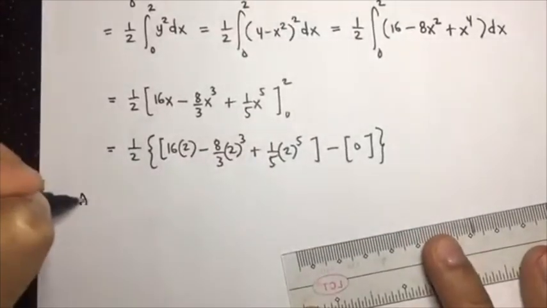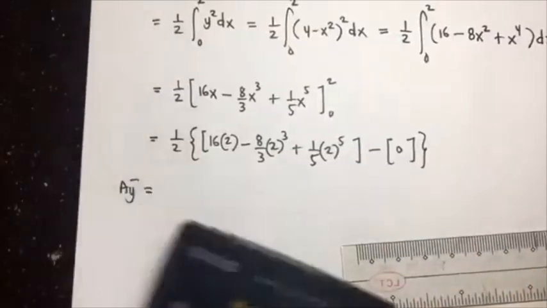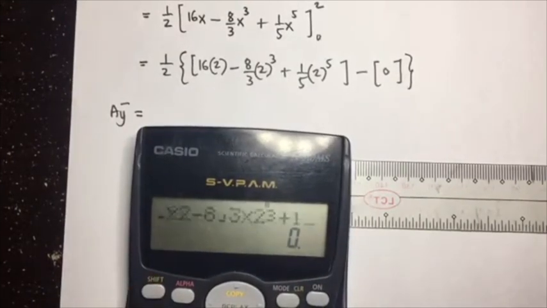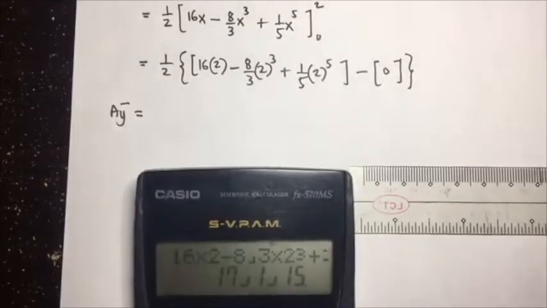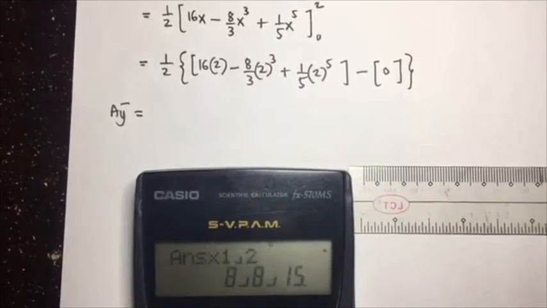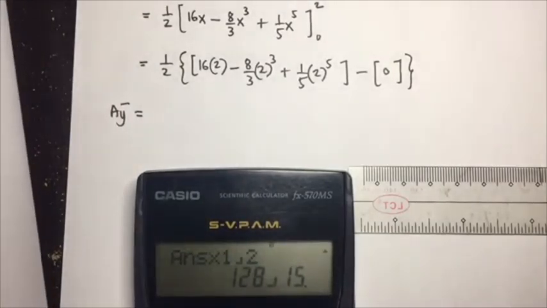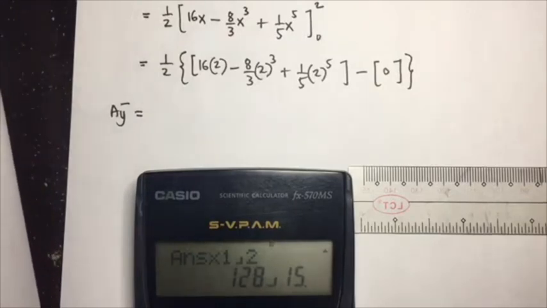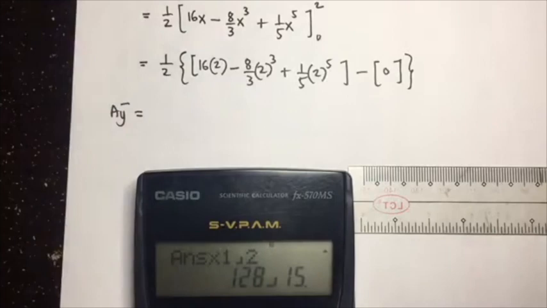Then A y bar therefore is equal to, using your calculators, 16 times 2 minus 8 over 3 times 2 cubed plus 1/5 times 2 raised to the power of 5, times 1/2. So we will get 128 over 15.